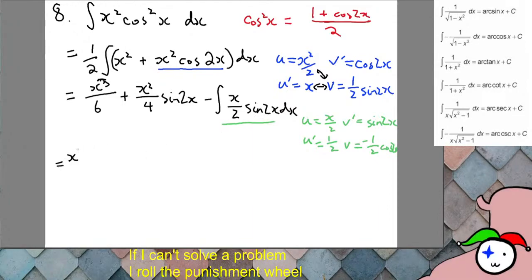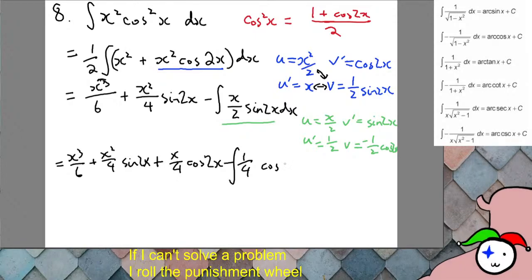So this gives you x cube over 6 plus x square over 4 sine of 2x, god what a mouthful, minus, no, plus, because there's a minus on this one, plus x over 4 cos of 2x minus, so hang on, there's one minus here, there's one minus here, but then you're also subtracting this, so minus 1 over 4 cos, minus integral of cos of 2x dx, and this is just 1 over 8.